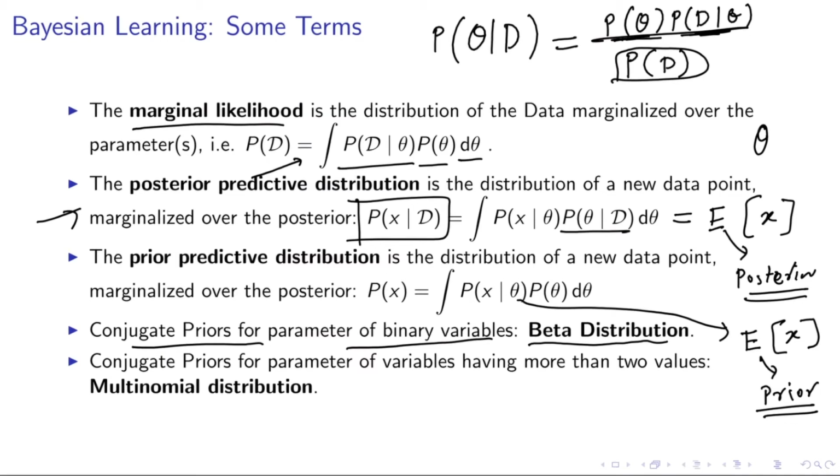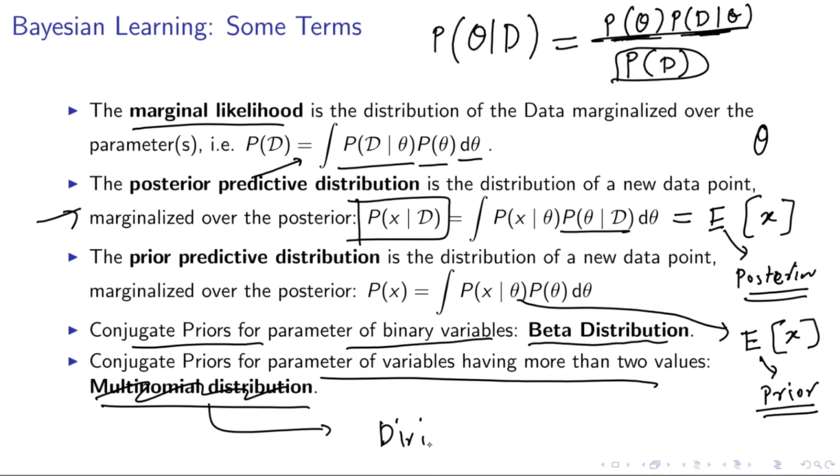When you have variables having more than two values, you should use the multinomial distribution as your conjugate prior. Actually, I've made a mistake in the slide. This should have been a Dirichlet distribution as your prior. So the posterior will also be a Dirichlet distribution.